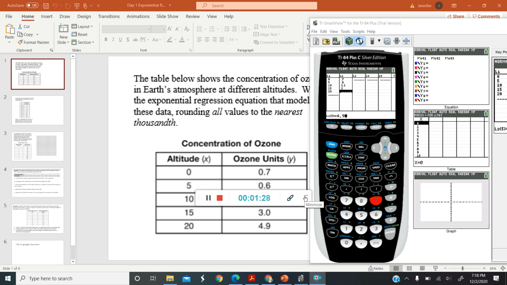Okay, so I got all of that. No, I didn't get all of that entered. I didn't press enter on 4.9. I got all of that entered now. And then I'm just going to go back to the home screen really quick.